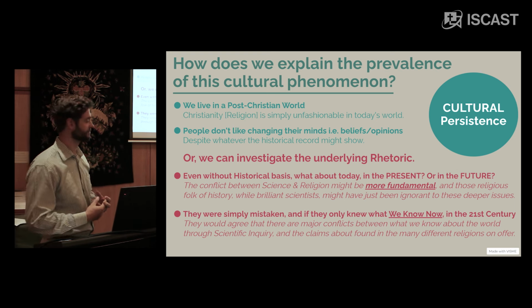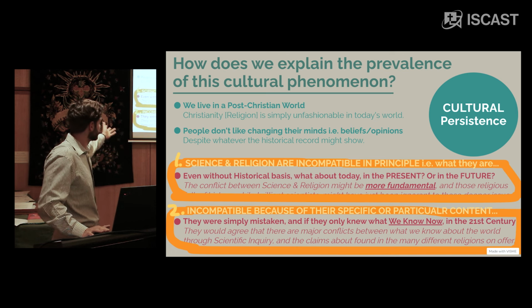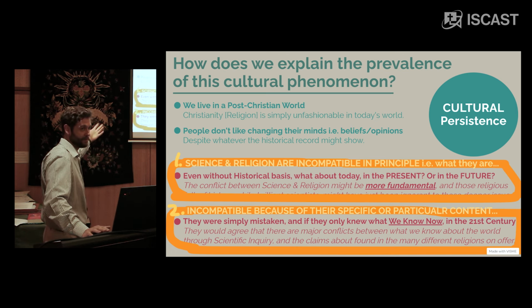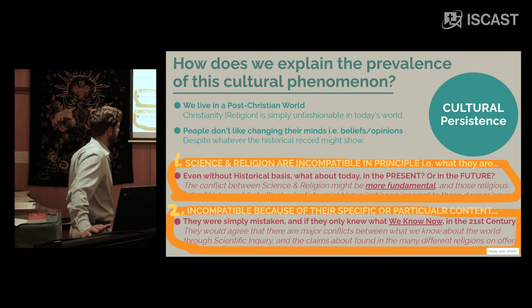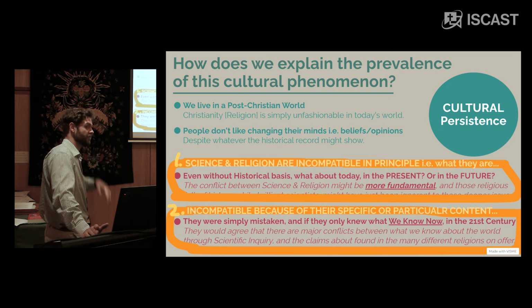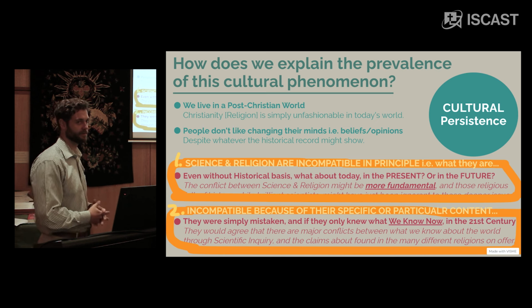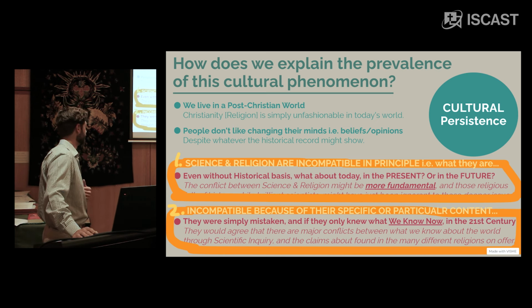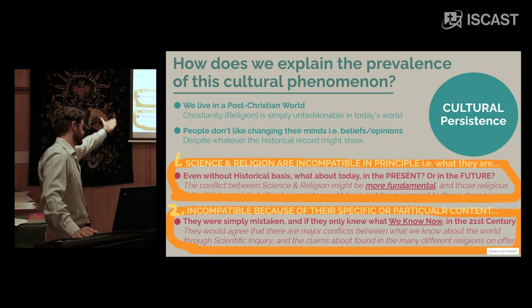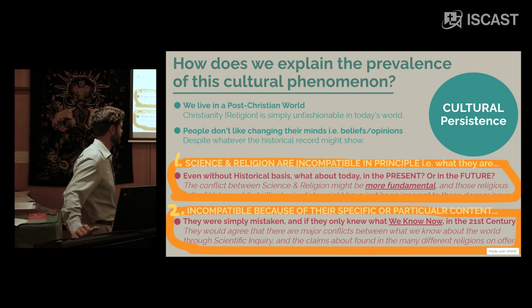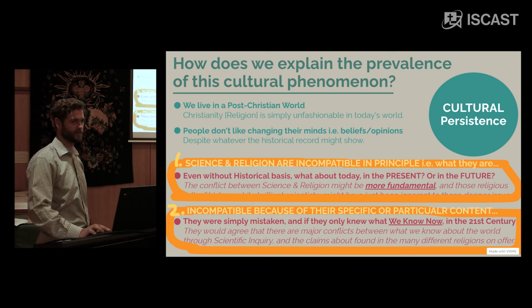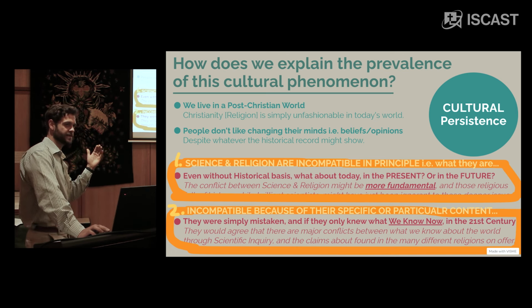So now the specifics. There are two problems here. The first is that science and religion are incompatible in principle, i.e. what they are is incompatible. The second is that you take all these brilliant religious scientists from the past, bring them into the modern world, and if they knew what we know now, they would recant immediately. They would agree there are major conflicts based on what we know now through scientific inquiry and the claims about the world found in many different religions on offer. So those are the two takes I want to go with on the philosophical rhetorical route.